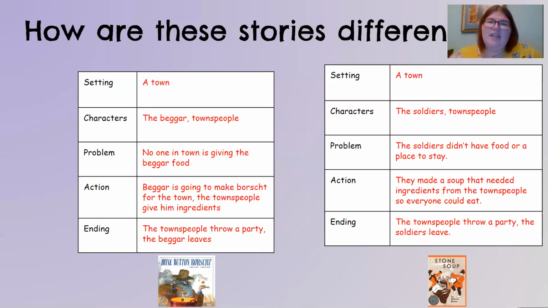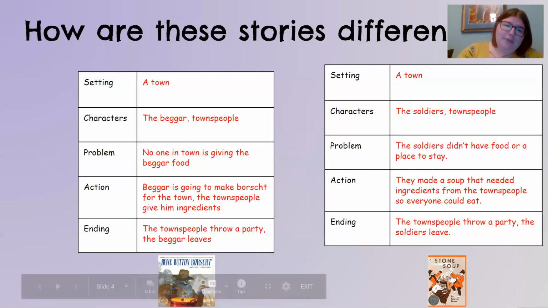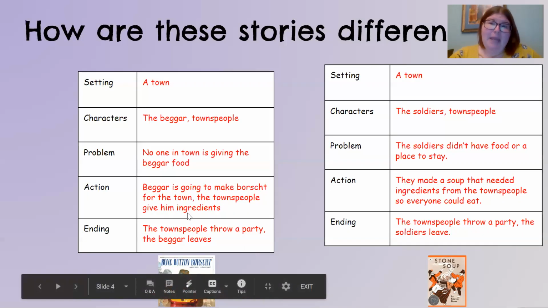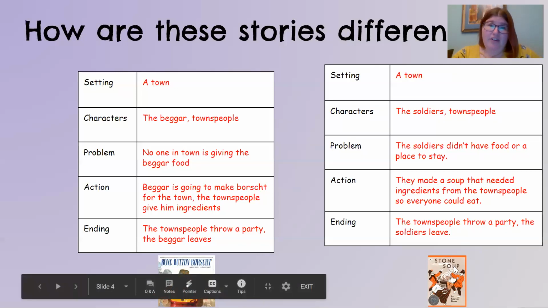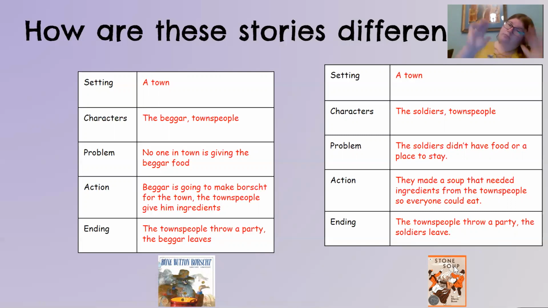Okay. One of the other differences is that in Bone Button Borscht, down here, they made a borscht, which is a different name and different ingredients. And in Stone Soup, they made a soup with the different ingredients. If you got that, whoop whoop.